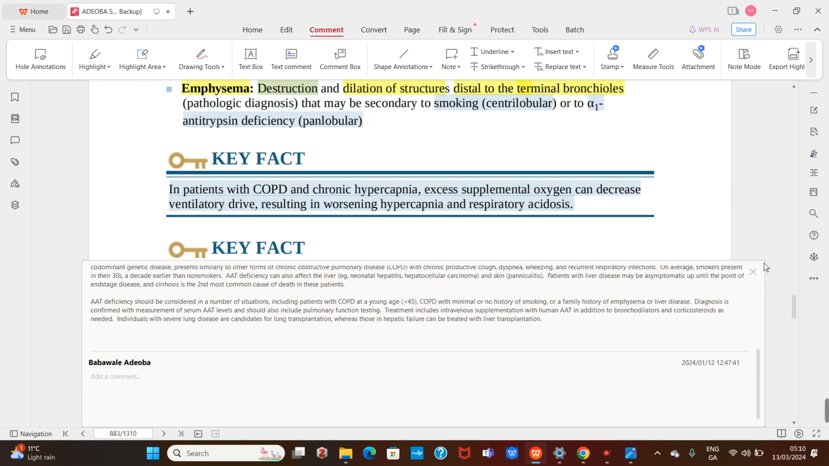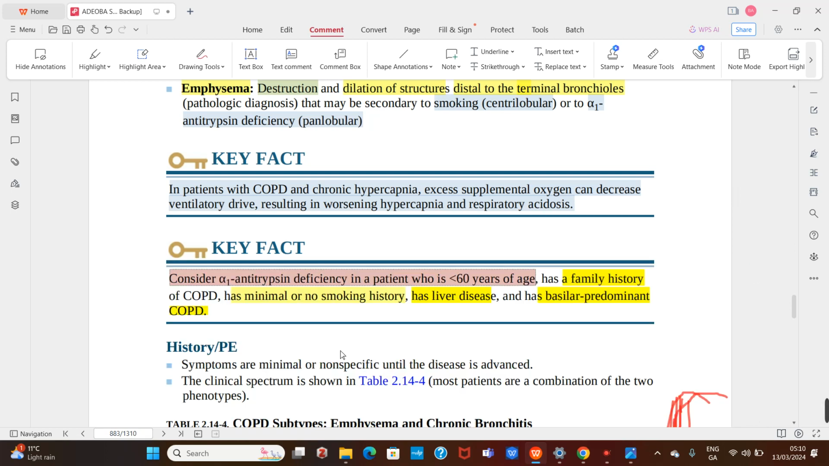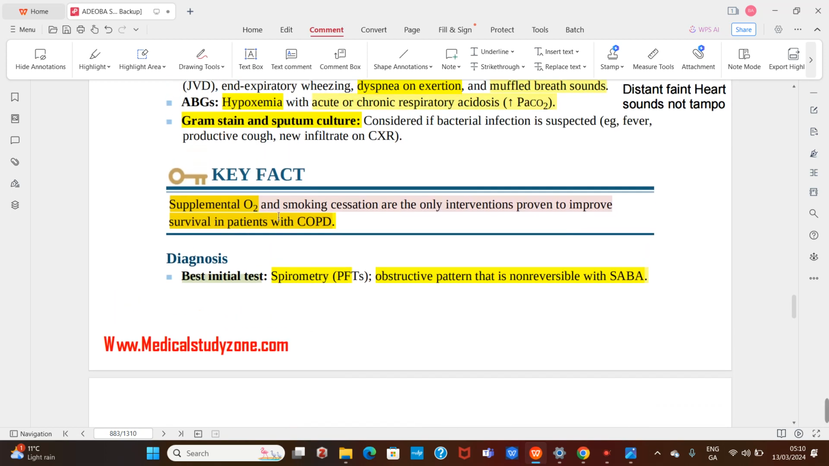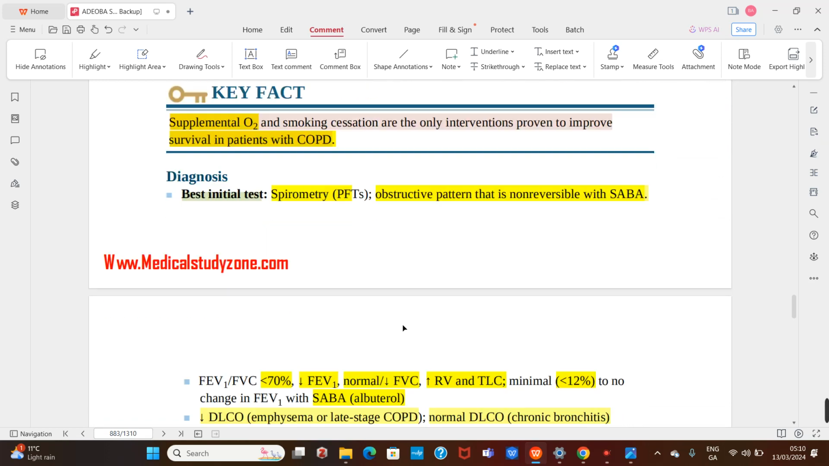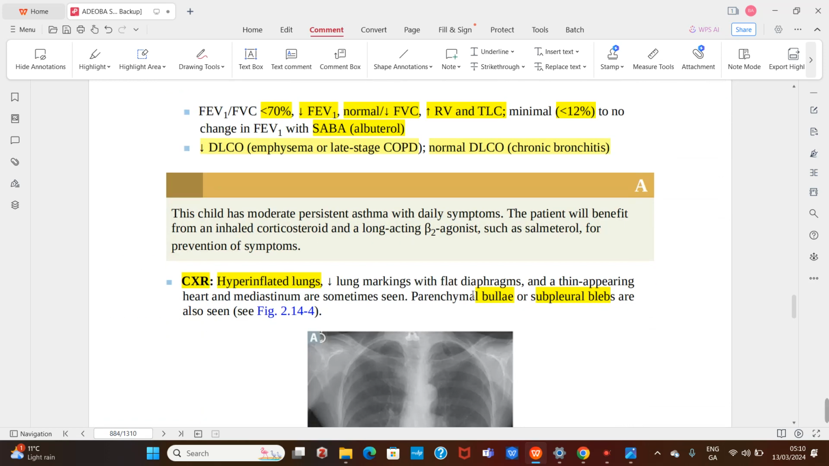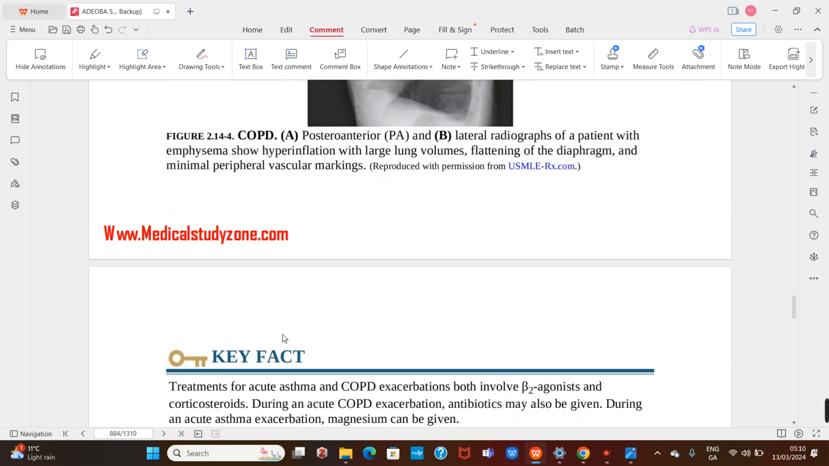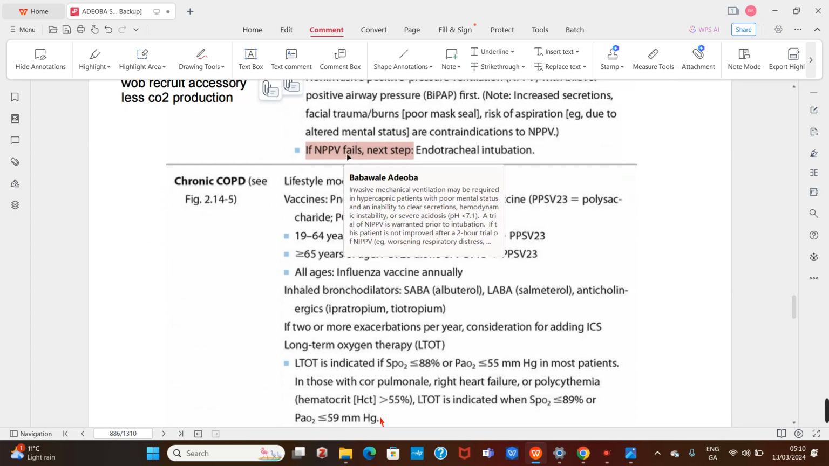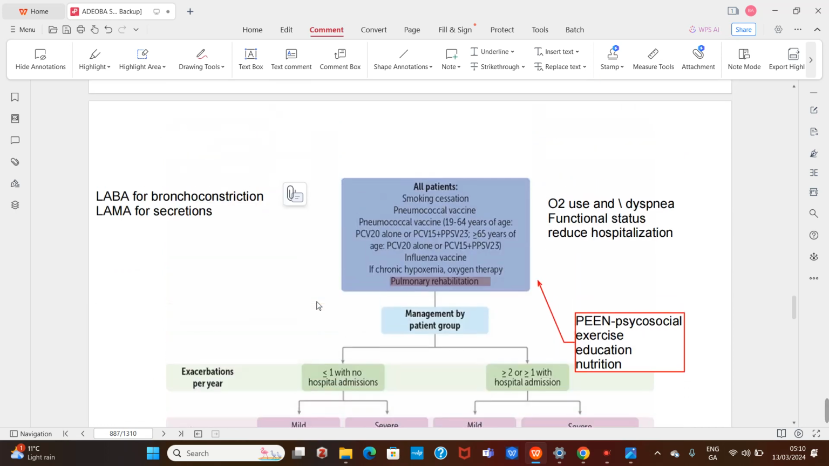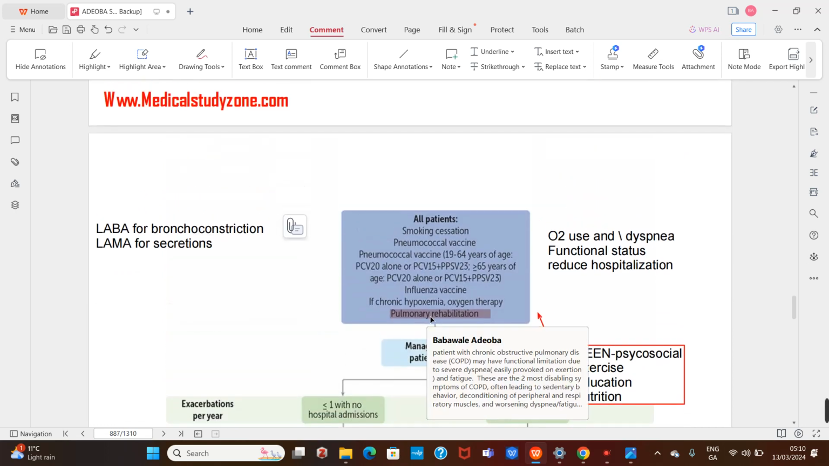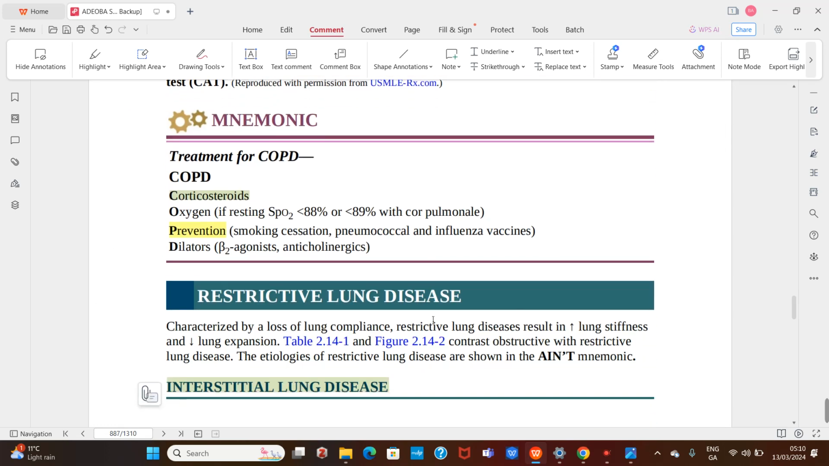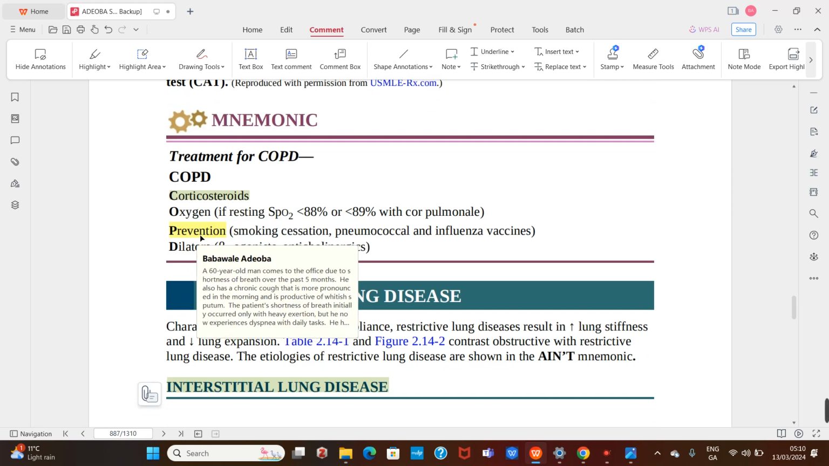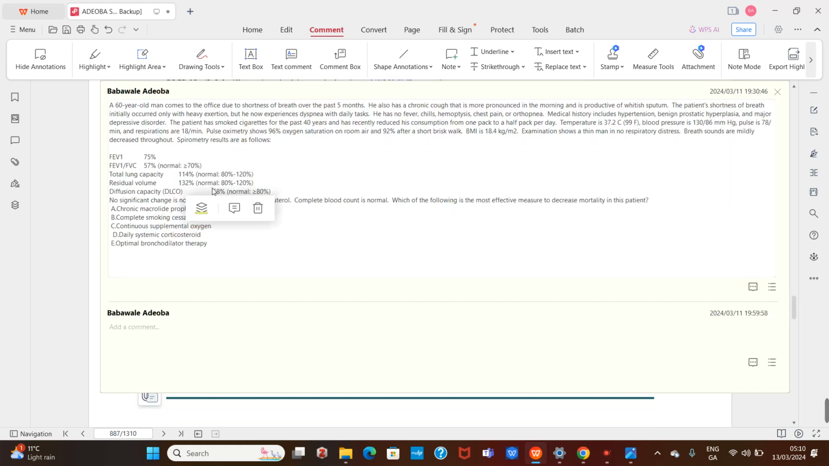Okay, I think that's the only one I have here. I think maybe we check our UWorld. You'll be able to see more questions there on COPD. There are a lot of COPD questions.